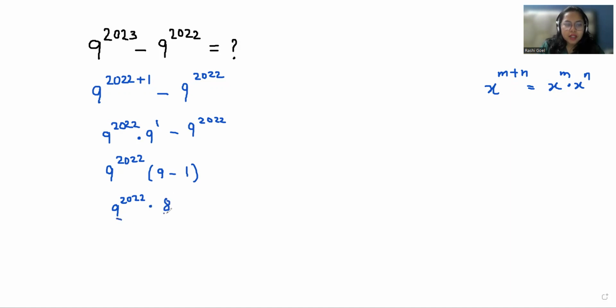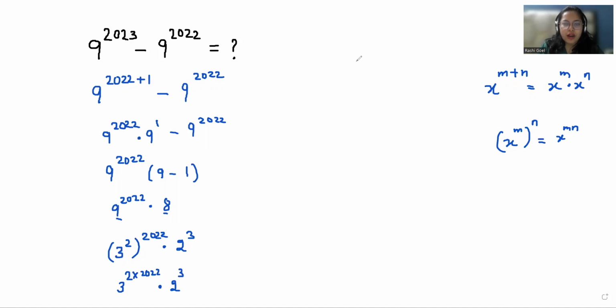If we write the base in terms of prime numbers, we can write 9 as 3 square, and the whole power is 2022. Similarly, 8 as 2 power 3. So according to the exponent rule, x power m whole power n, you can write it as x power mn. So 3 power 2 times 2022 times 2 power 3. So we can write the answer as 2 power 3 times 3 power 4044.